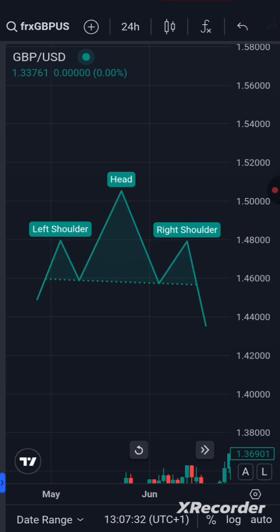So now if you're having a head and shoulder, it shows that we've been having a bullish movement before, we've been having a bullish pattern before, that is a bullish momentum before, let me put it that way.